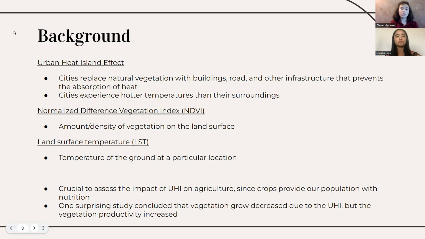So, some terms we will be using are the urban heat island effect, which is a scientific theory that cities withhold more heat than their surrounding rural areas due to the lack of vegetation growth, which occurs because of modern buildings and other infrastructure. We will also be using the Normalized Difference Vegetation Index, which we will refer to as the NDVI, and the Land Surface Temperature as LST to better understand the urban heat island effect.